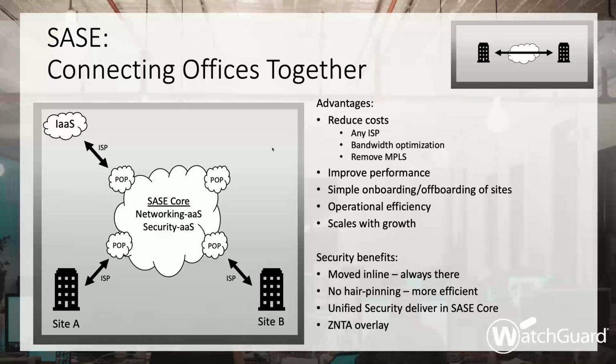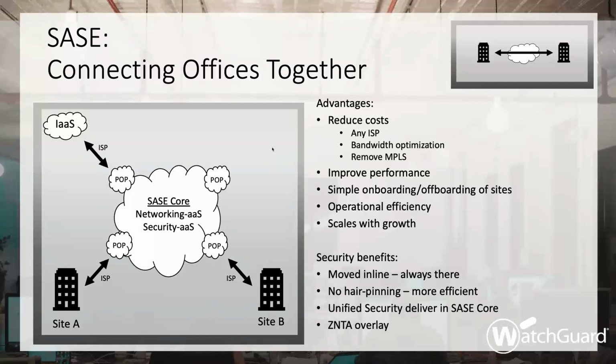And sort of in this idea of, okay, now I have 2 sites connected together, flowing through the SASE core. My security now is in line, right? I don't have to create any inefficiencies in my networking to get it to my security. My security has been moved in line with my traffic. I don't have to worry about any of these hairpinning scenarios. I have this nice unified security platform, this nice unified security stack that's being delivered from my SASE core.